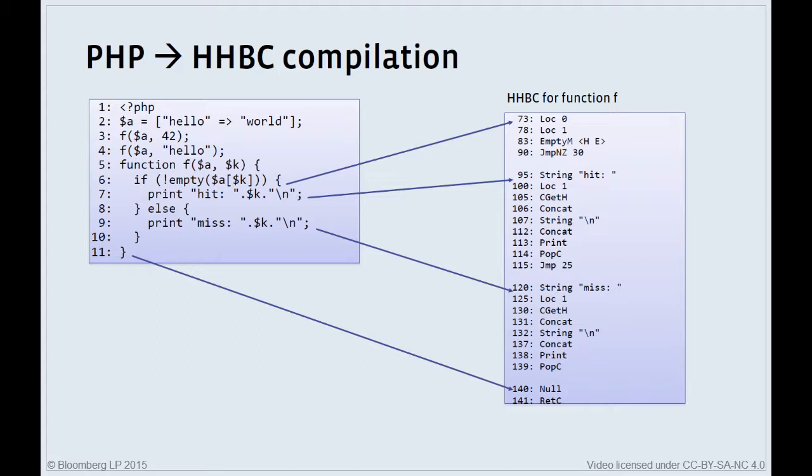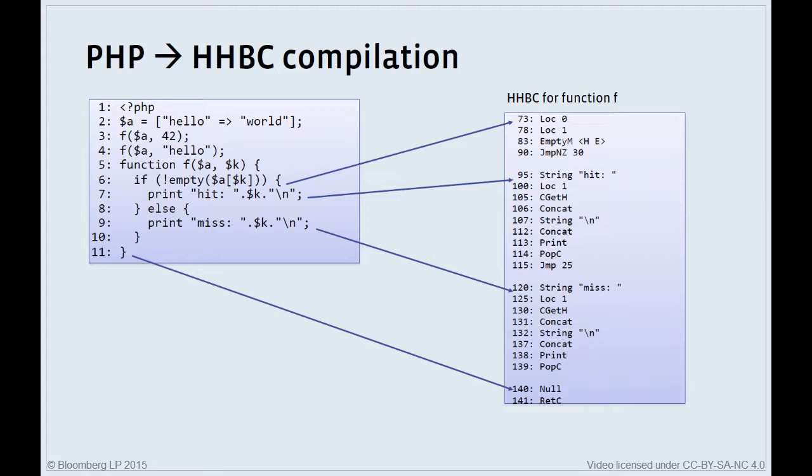F is going to use this empty construct here in PHP, which just says, well, if not empty, a sub k means is a sub k defined and set to something non-null. The exact semantics aren't important. What's important is, does a sub k exist? If it does, print k, otherwise print miss.